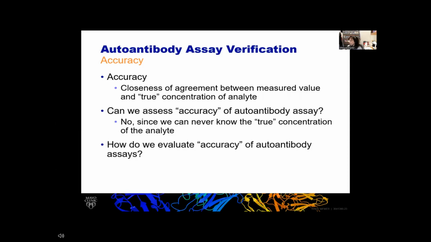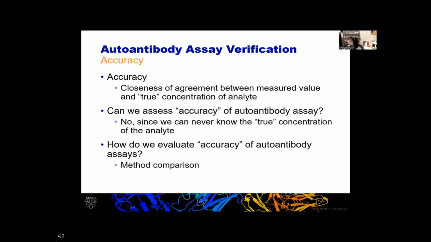So if we can't assess trueness, if we can't assess the true concentration of our analyte, how do we evaluate accuracy for autoantibody assays? And in large part, I would say we're really not assessing for accuracy when we do these experiments. However, there are some things that we can do that will give us, I think, a good handle or at least some understanding of the performance of our autoantibody testing.